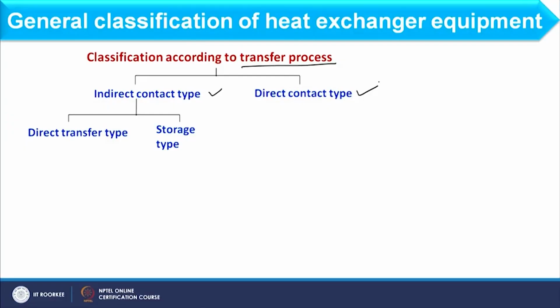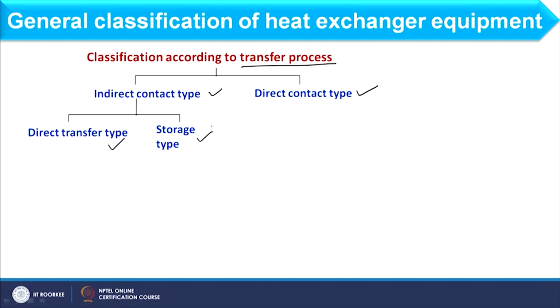Similarly, I can focus on direct contact type, that you can understand when the fluids are in direct contact, we do not have any separating wall between these two. Okay. So let me further classify this indirect contact type. So if you see here, we have two options, we have two categories. First is direct transfer type and second is storage type.